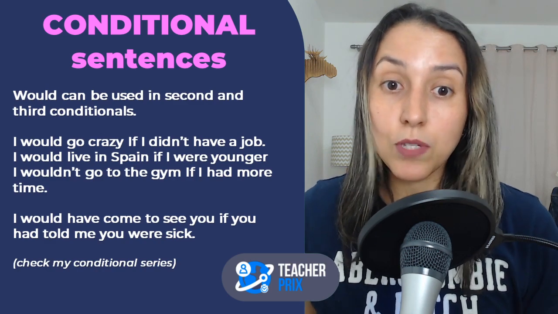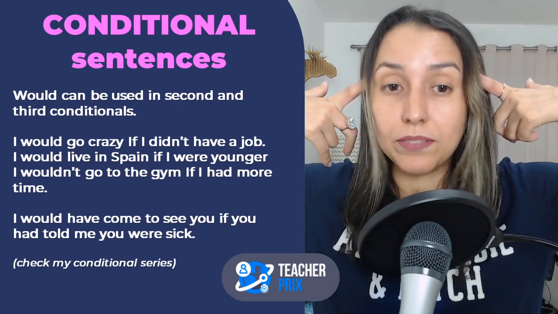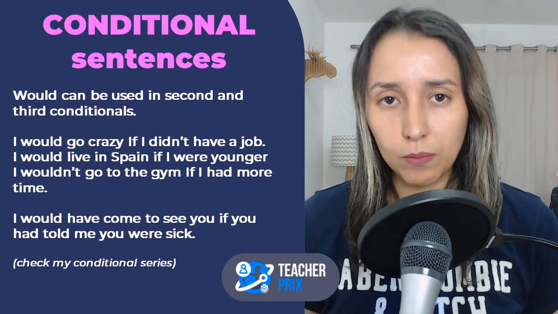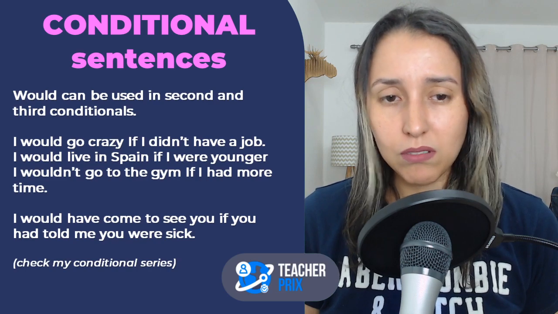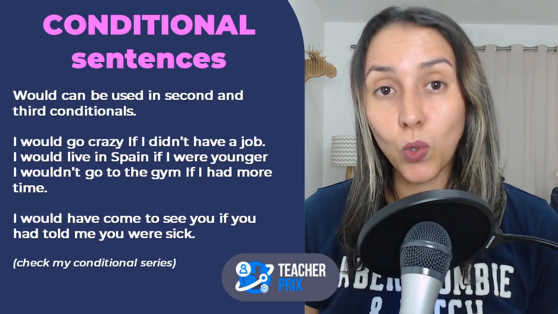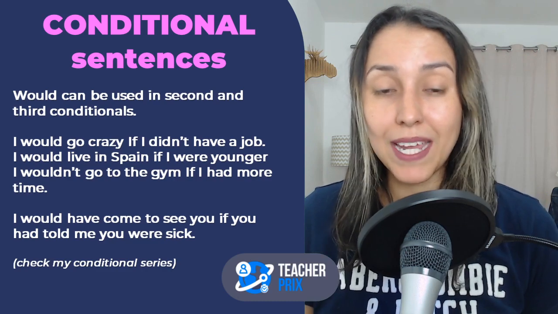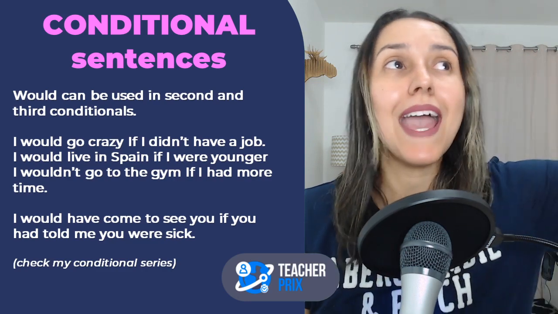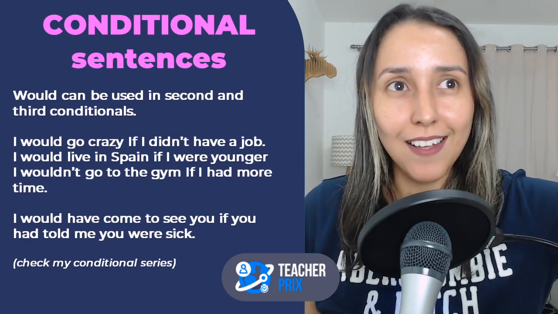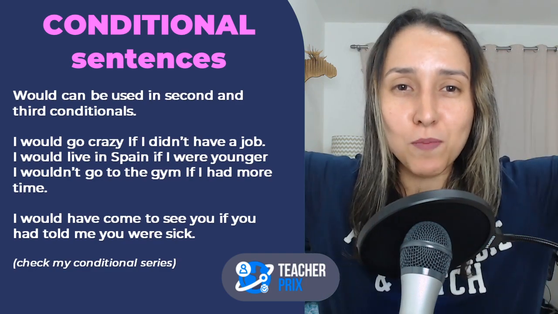Now, when I use the second conditional, I'm talking about something that is not real, that is from my imagination, okay? So here, I would go crazy if I didn't have a job. Okay, this is not true. I have a job, so I'm not going crazy. This is not happening. I would live in Spain if I were younger. Well, I'm not young, so I can't live in Spain. This is not my reality. I'm just imagining. Imagining I were younger, I would live in Madrid, my friends.